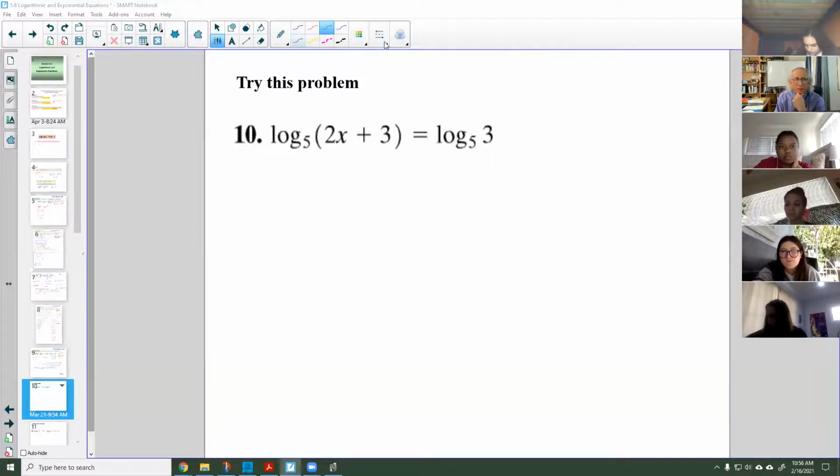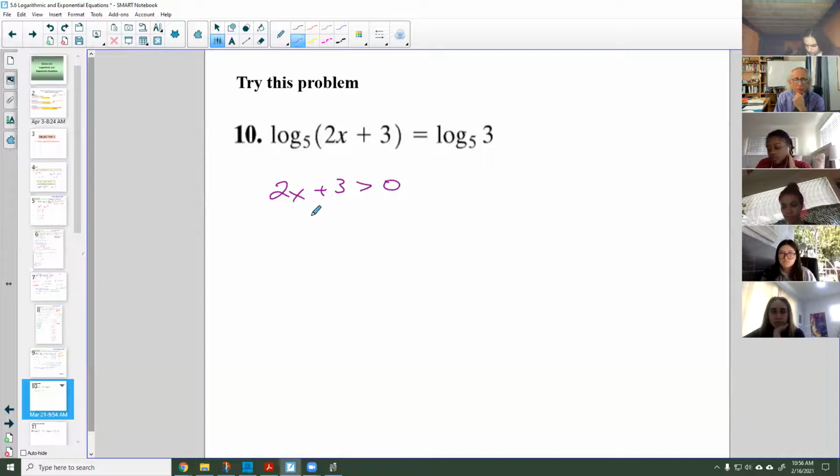Okay, so the first thing I did was I took the 2x plus 3 and made it greater than 0. I think that's how it's supposed to go. Yeah, that's good. And then the end result was x is greater than -3/2. So x has to be greater than -3/2. Great, so you found the domain. That's a good start, excellent.